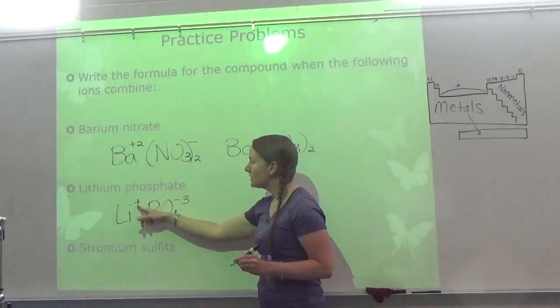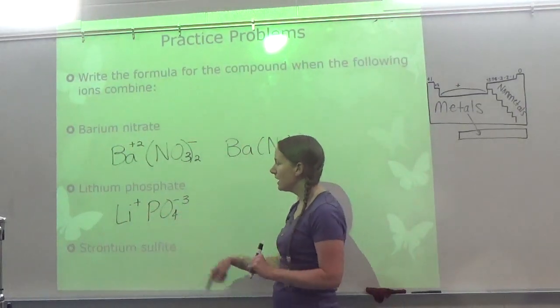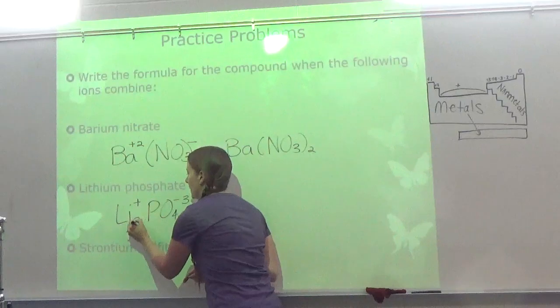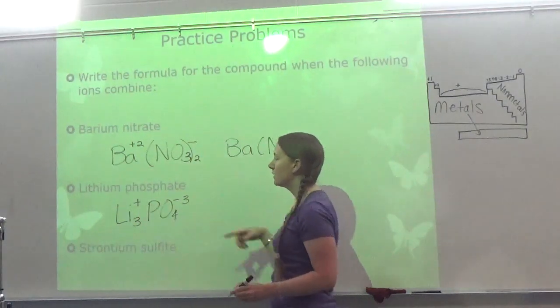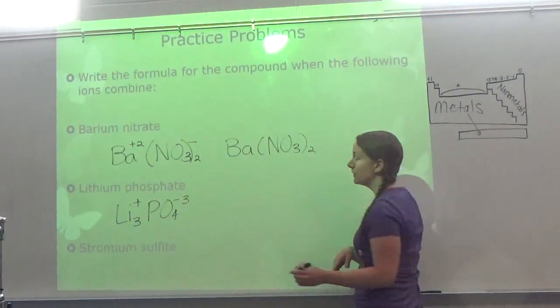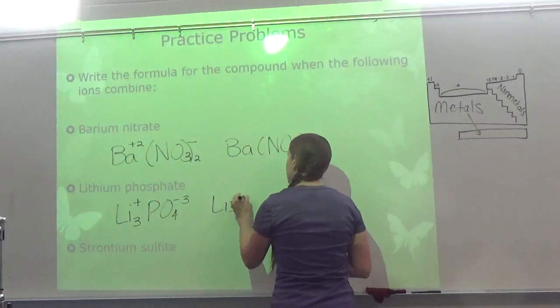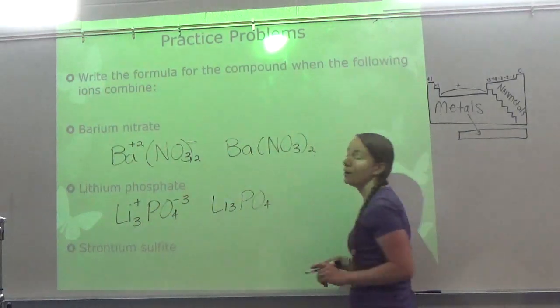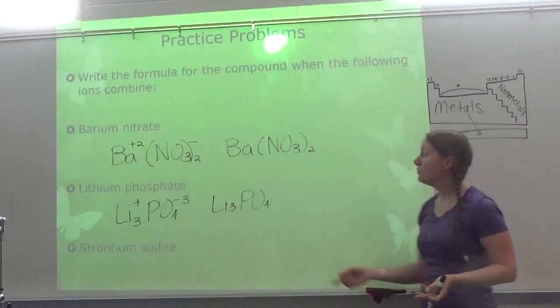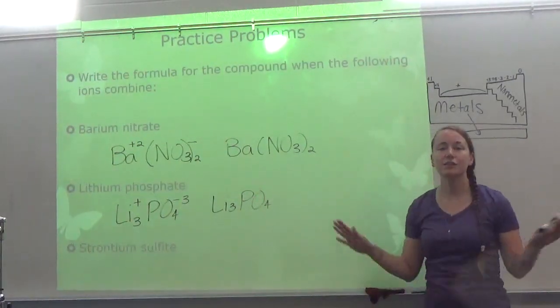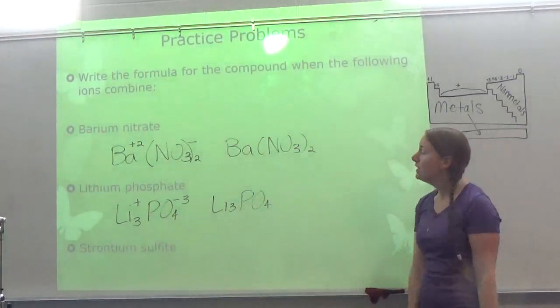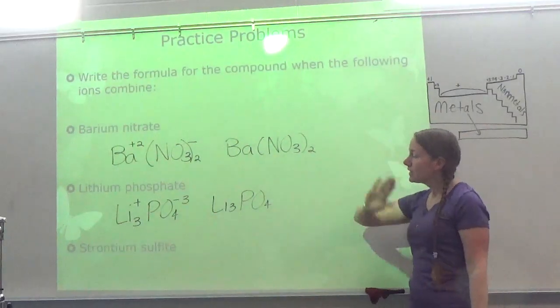And so positive 1 and negative 3 don't cancel out. So I need to cross my 3 down. I don't need to cross anything down to PO4, so I don't need parentheses for it. However, if you put parentheses when you don't need them, it does not make it wrong. I have some students who want to put parentheses on a polyatomic ion every single time they write it, and that's fine. All right, so hopefully you got that one right. So let's look at our last one.